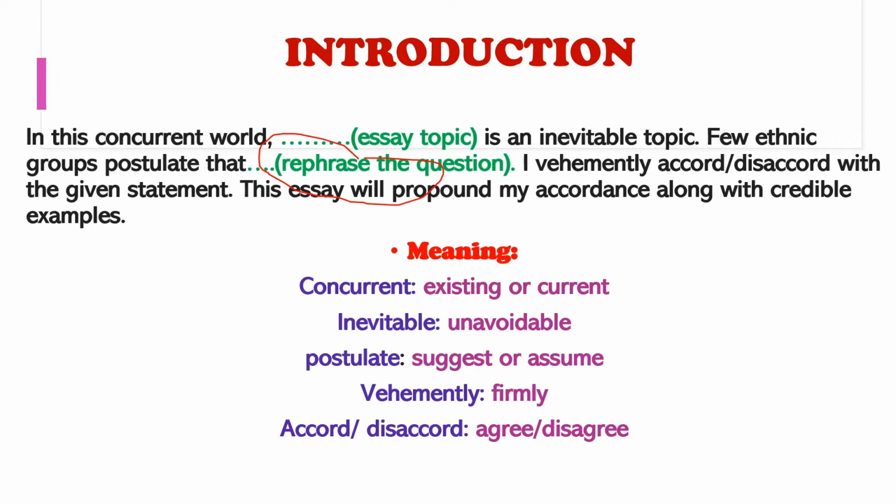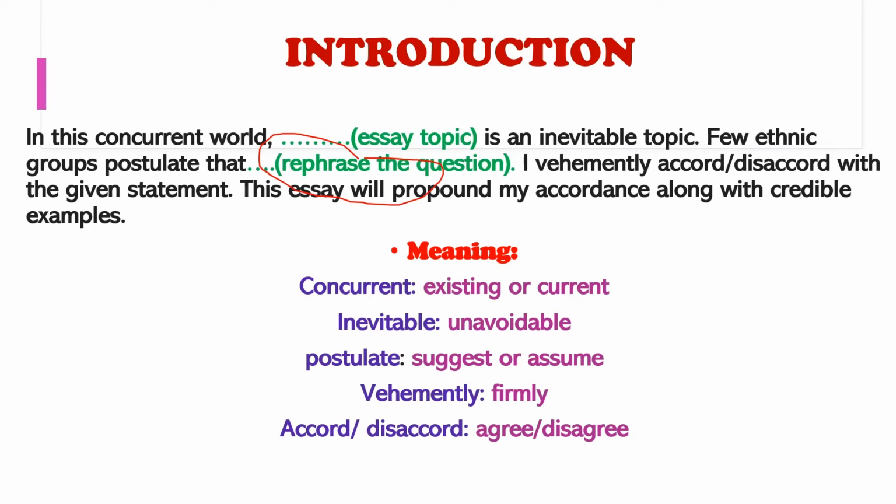Whatever your question prompt is, according to that you have to say whether you agree or disagree. If you have paraphrased the question in a way which is the opposite of what the question is saying, for example, if the question says some people think online learning should be included in schools, and here you are saying that few people do not agree that art should be given in the schools, and then you say that I disagree, then you are saying opposite things.